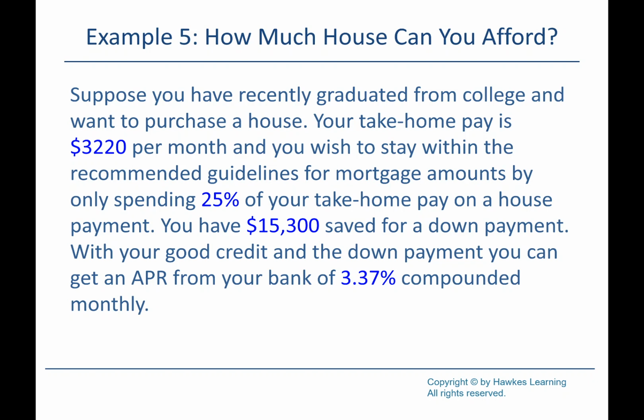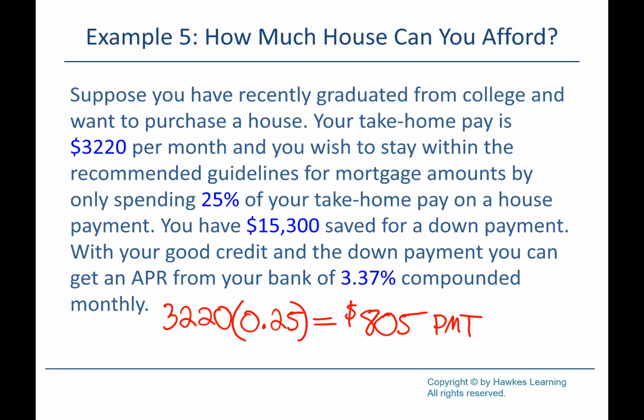But we do need to figure out what 25% of our take-home pay is. That's how much we can afford to pay every month. So we need to do the 3220 times 0.25. Okay. There we get, we're staying in these guidelines. We're saying we can afford to pay $805 per month. So that would be PMT. Okay. And we'll plug in the rest.